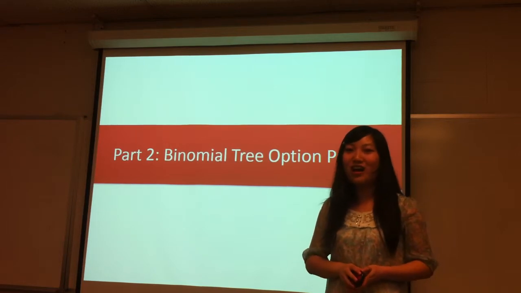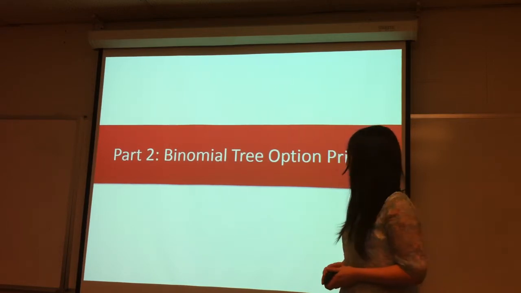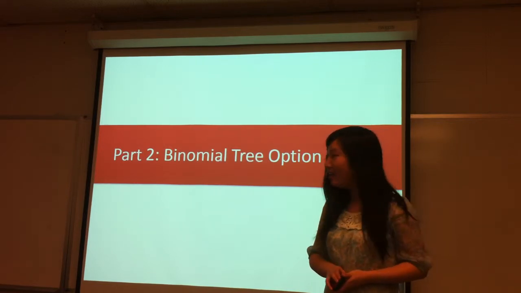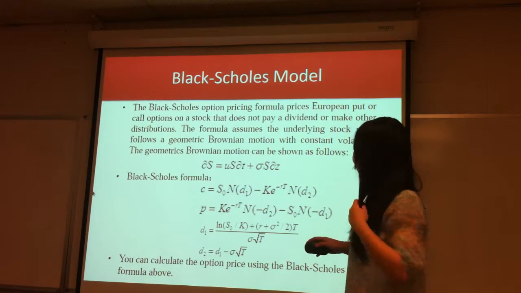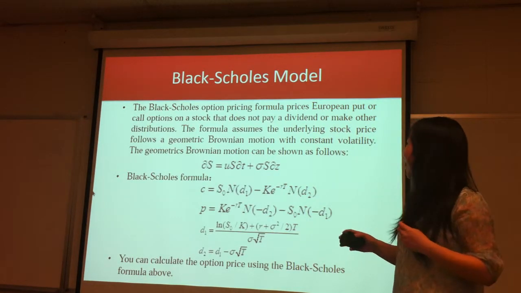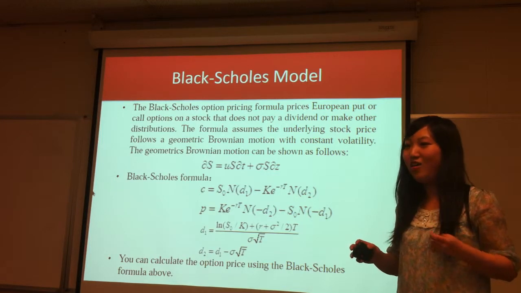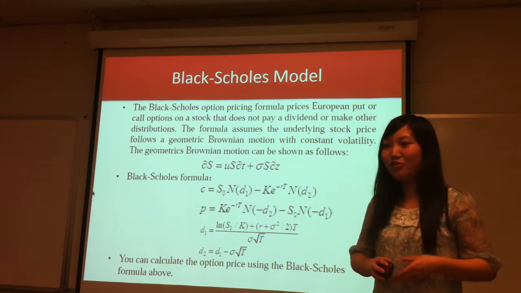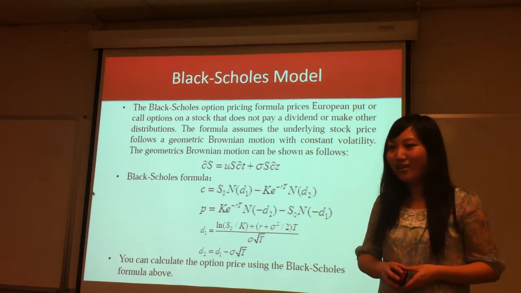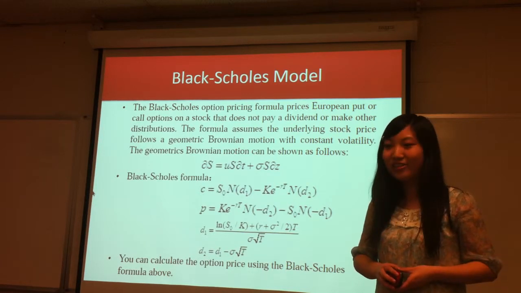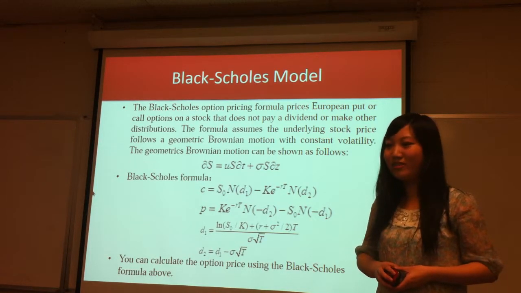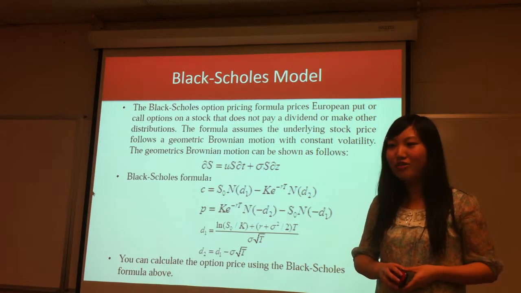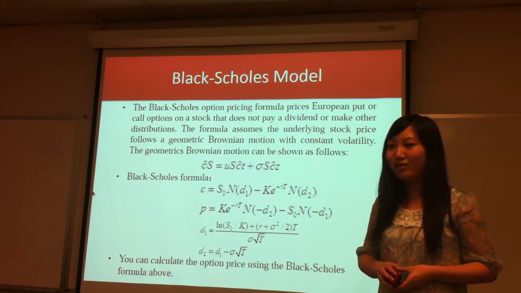I will introduce how to calculate the option price and stock price using two models, the binomial tree and the Black-Scholes model. First, I will introduce the Black-Scholes model. The Black-Scholes model is used to calculate the price of European put and call options. And it assumes the stock does not pay a dividend or make other distributions. And the stock price, we know, follows geometric Brownian motion with constant volatility.